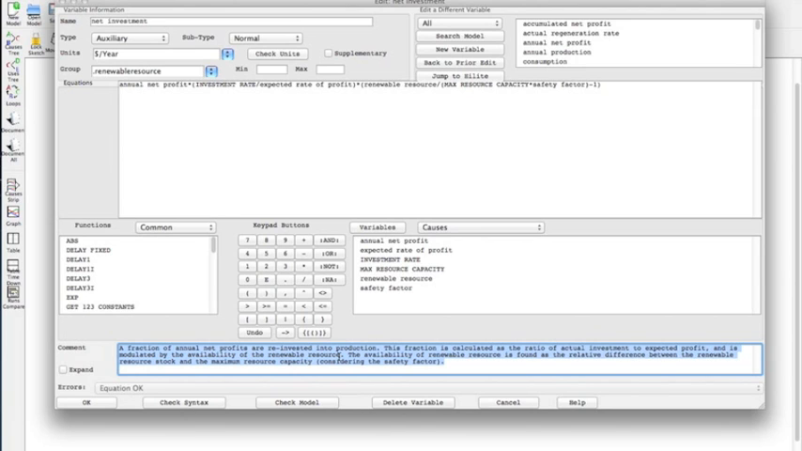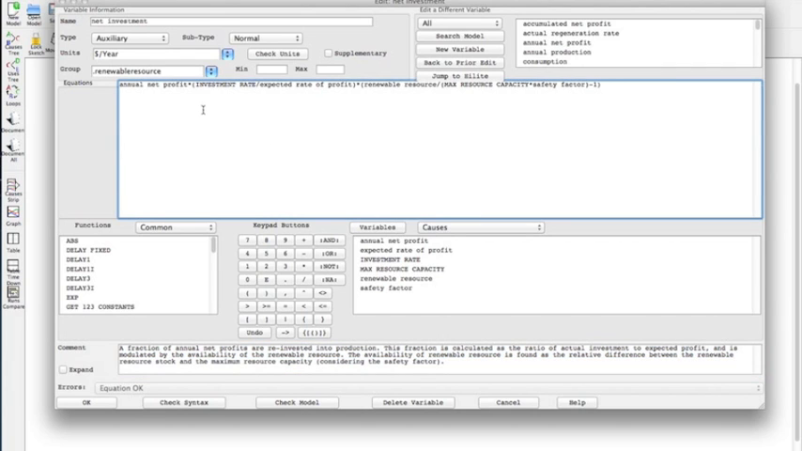And this is important. So whatever you're reinvesting or whatever you're using to produce considers not only the financial benefits, which is this ratio of actual investment to expected profit, but also the availability of the renewable resource. Now, the availability of the renewable resource is found as the relative difference between the renewable resource stock and the maximum resource capacity, considering something called the safety factor. So let me walk you through what this is.